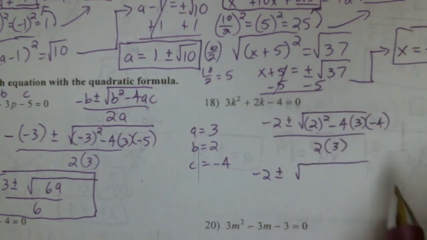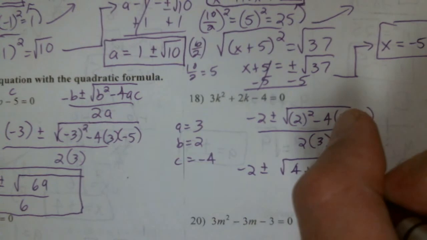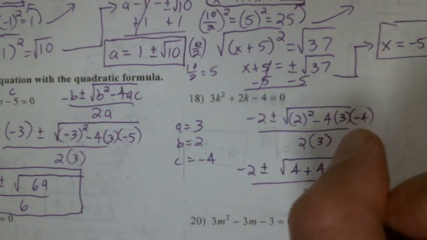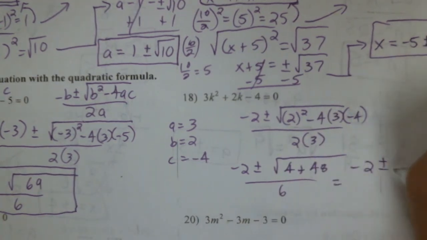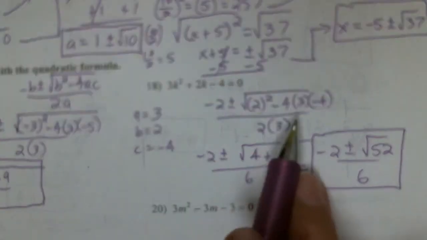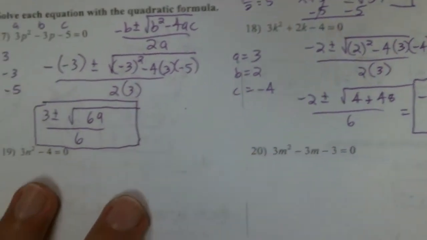Now this one I'll do manually. 2 squared is 4. Negative times a negative is a positive. 4 times 3 is 12, times 4 is 48, all over 2 times 3, which is 6. That's going to give me negative 2 plus or minus the square root of 52, all over 6. Okay, those numbers are pretty easy, so I just decided to do that one in my head, but you can use the calculator as well.